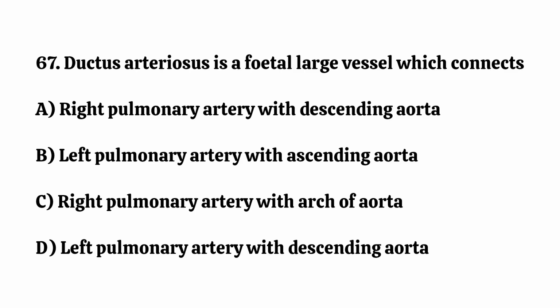Next, ductus arteriosus is a fetal large vessel which connects A. Right pulmonary artery with descending aorta, B. Left pulmonary artery with ascending aorta, C. Right pulmonary artery with arch of aorta, D. Left pulmonary artery with descending aorta. Option D is the correct answer.